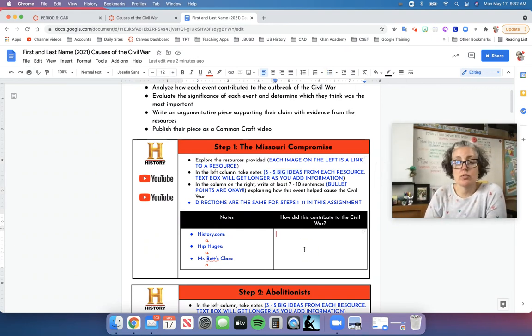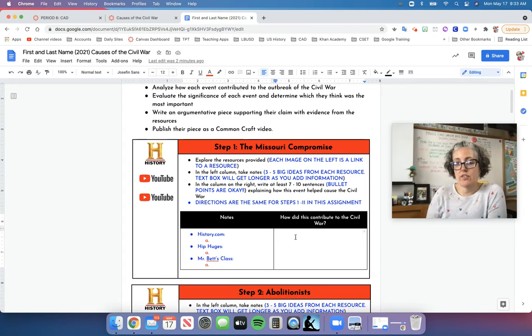And again, a bullet point is okay. I'm okay with that. To explain how this event helped cause the Civil War. So after reading or watching each of these resources, evaluate why you think that would be included as an event that caused the Civil War.